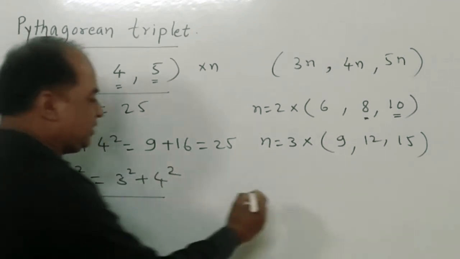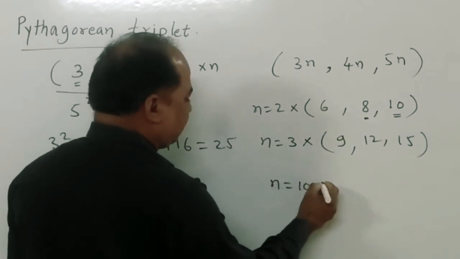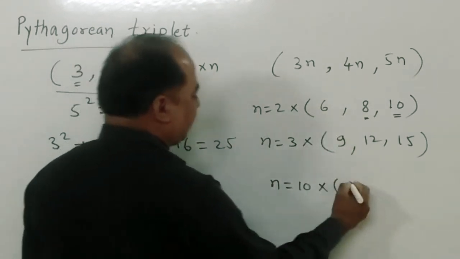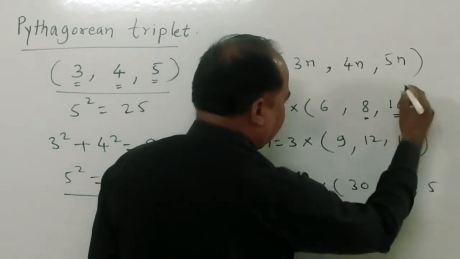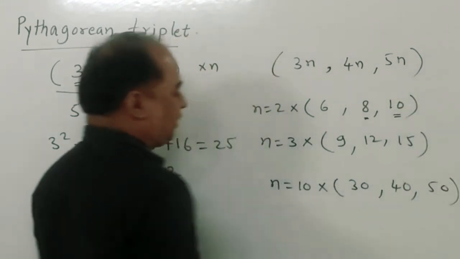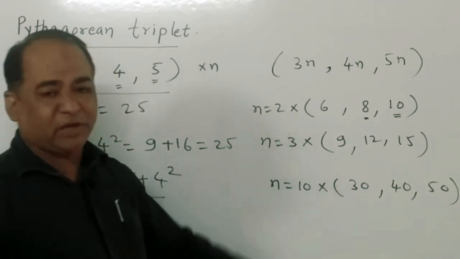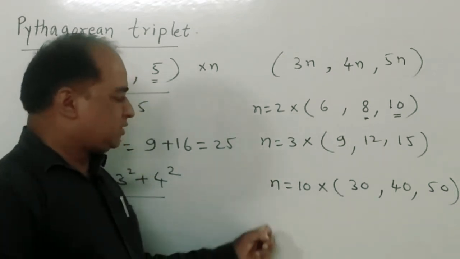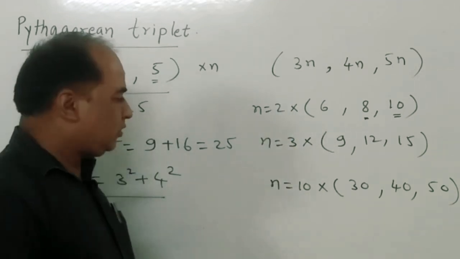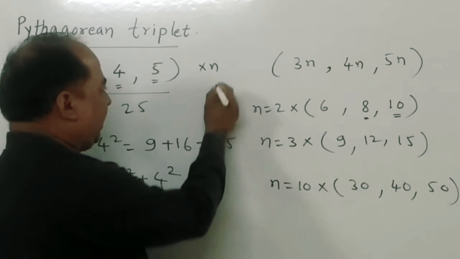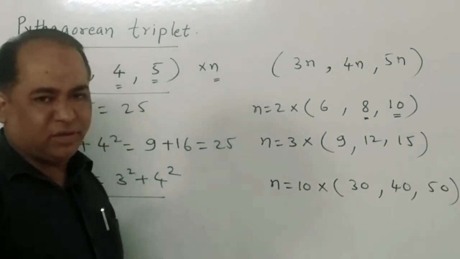Similarly, if we take n equal to 10 and multiply the given triplet by 10, then 3 10s are 30, 4 10s are 40 and 5 10s are 50, and so on. This is also a Pythagorean triplet. As n changes, you will get an infinite number of Pythagorean triplets. Here n is a natural number.